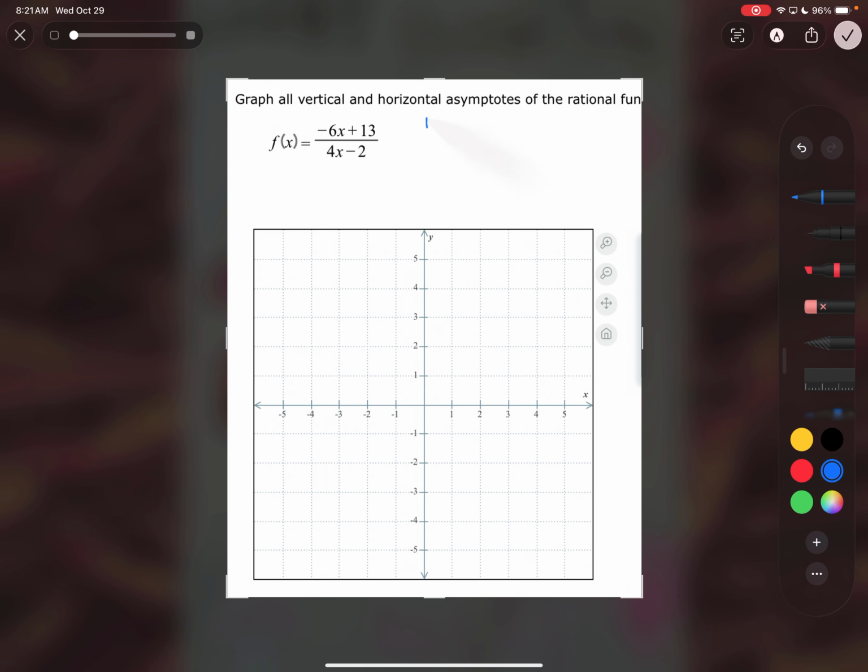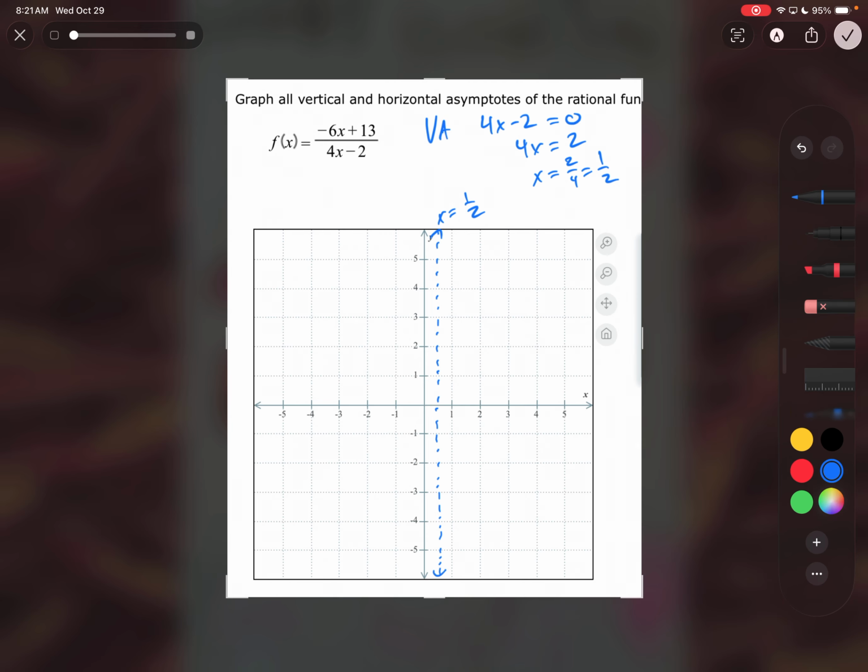On this one, my vertical asymptote, again, you set the denominator equal to 0. So subtract or add 2, divide by 4. 2 over 4 is the same thing as 1/2. So I think Alex makes it easy on you to graph the 1/2. But if I plugged in a 1/2, I would get a 0 in the denominator, which you can't have.